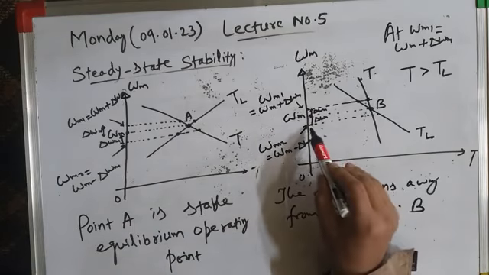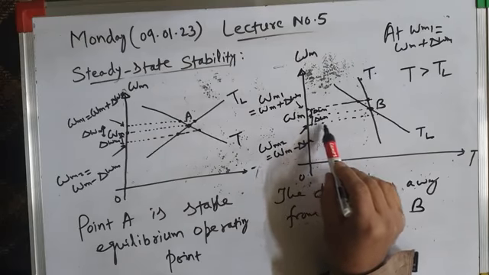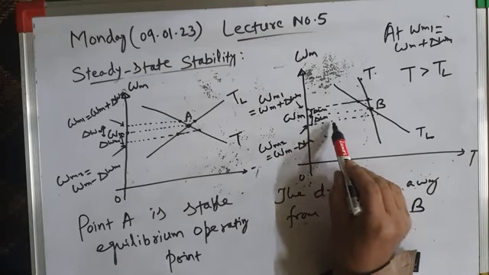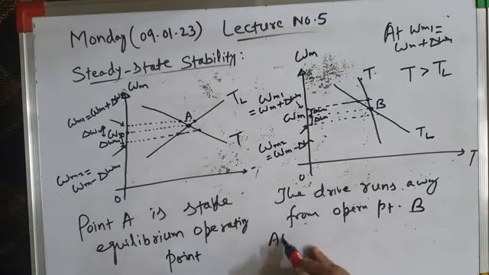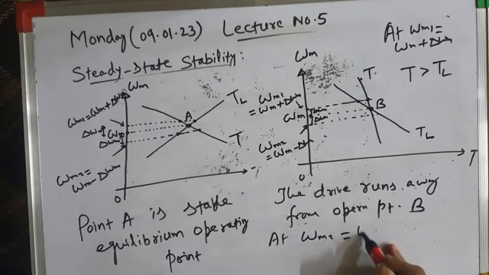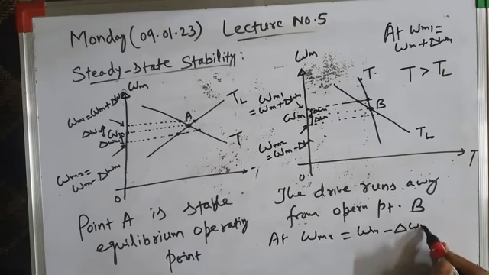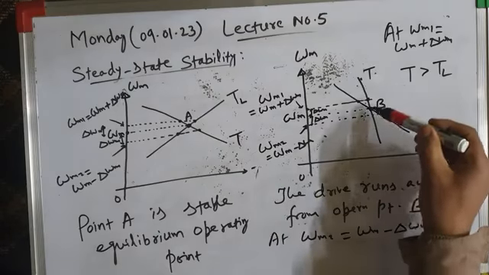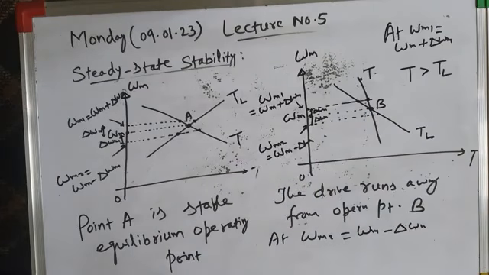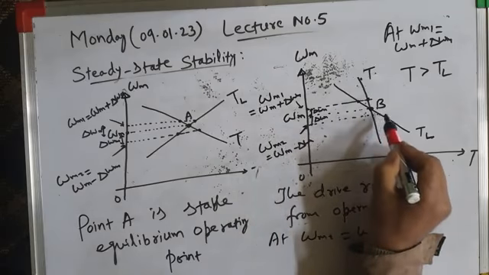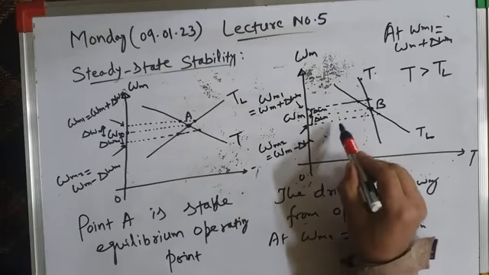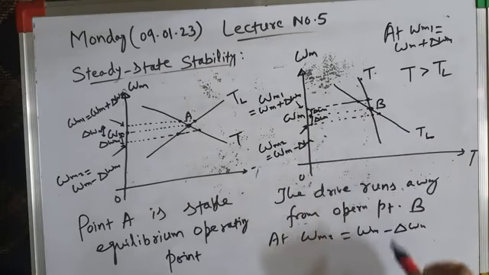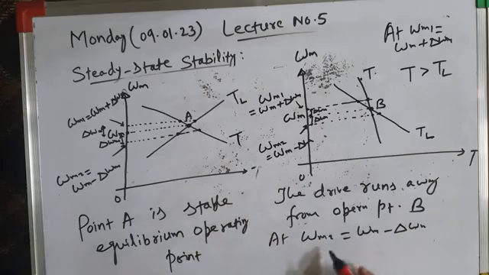Let us see what happens if due to some perturbance there is a decrease in the speed of the drive. When there is this decrease in the speed of the drive, the new speed is omega m2 equal to omega m minus delta omega m. The original operating point B should be restored. Let's see whether it is restored or not. Now we can very clearly see here at the new speed omega m2, the motor torque is less than load torque. So load torque is greater than motor torque.